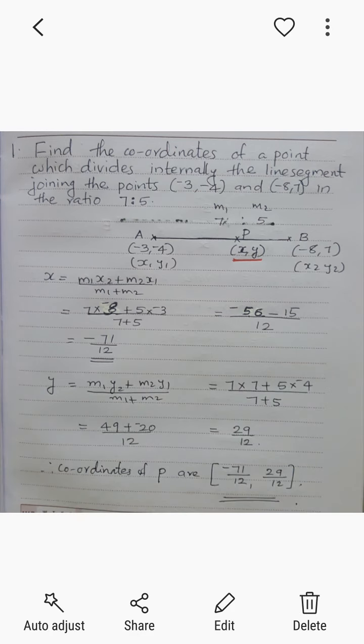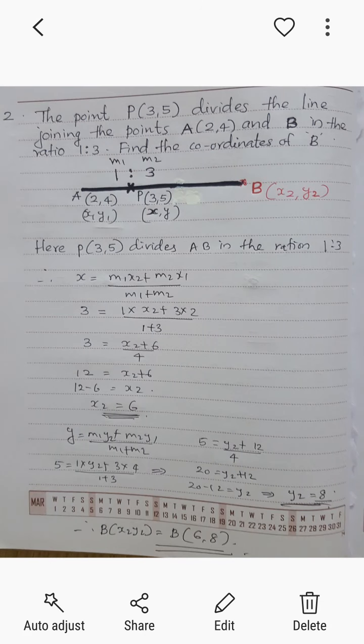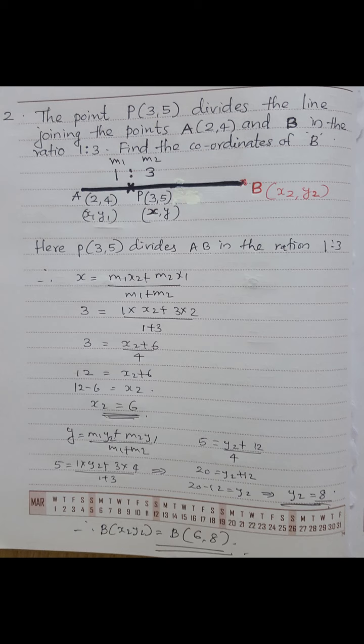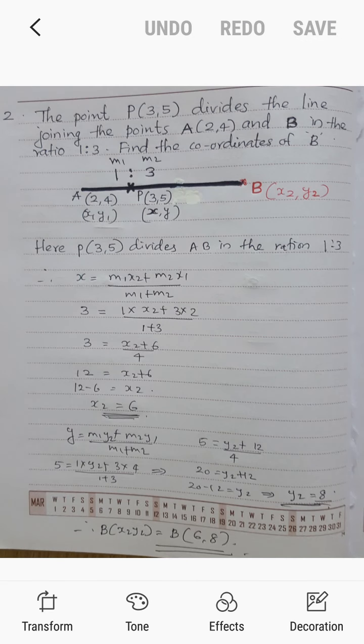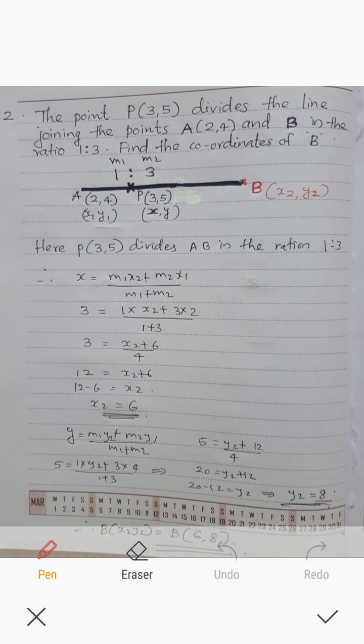The second one is: the point P(3, 5) divides the line joining the points A(2, 4) and B in the ratio 1:3. Find the coordinates of B. What type of problem is it? What are we asked to find here? In the previous problem, we were asked to find x, y. But here, we are given x, y and we have to find the second coordinates.